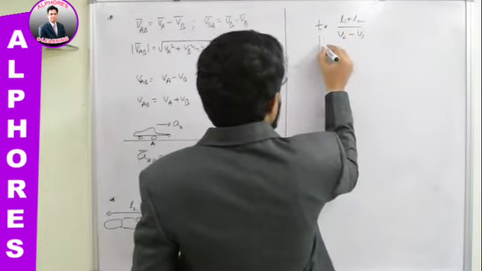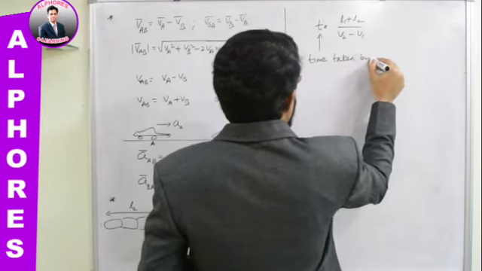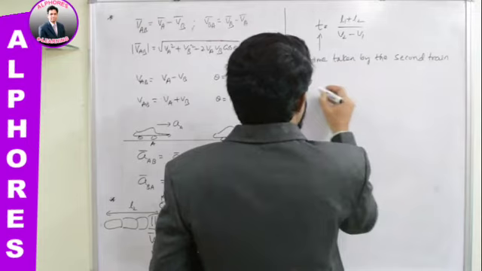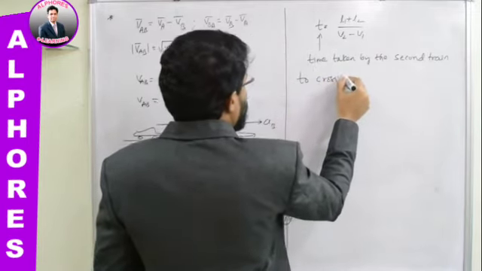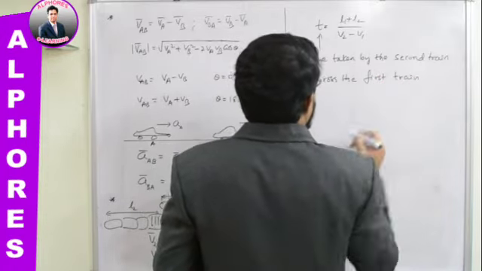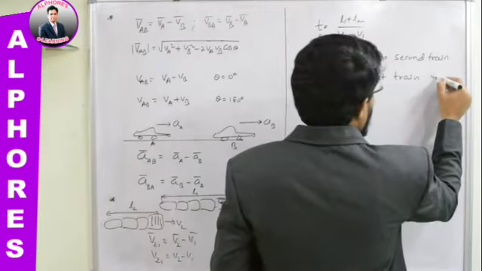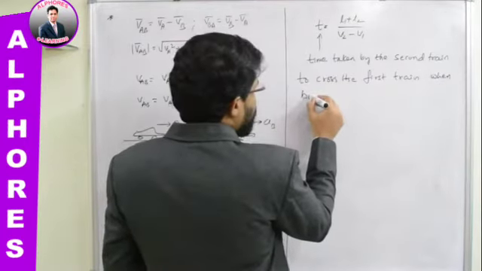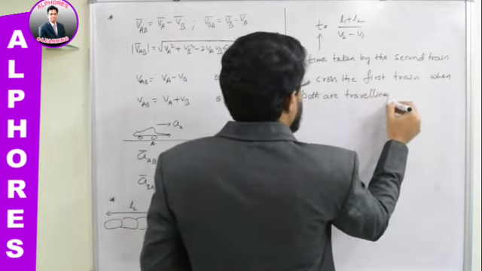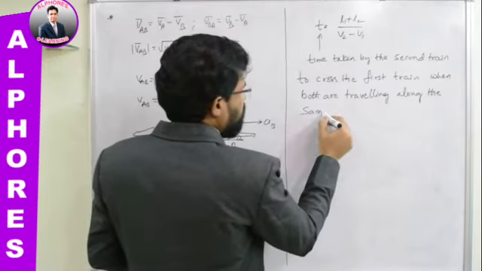Okay, so this is what? Time taken by the second train to cross the first train. Okay, that too when both are traveling along the same direction.